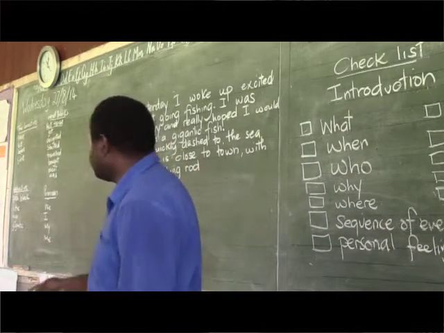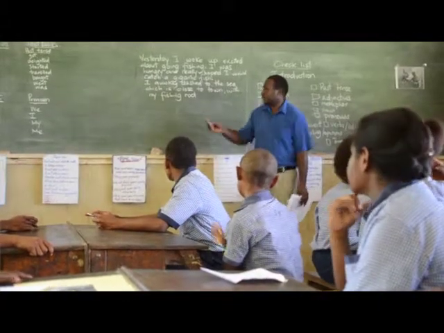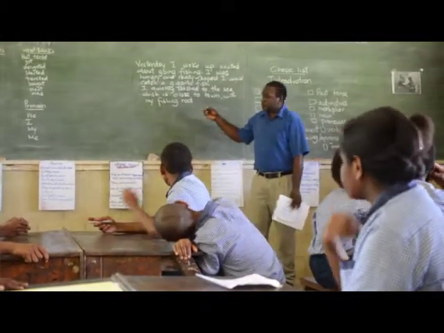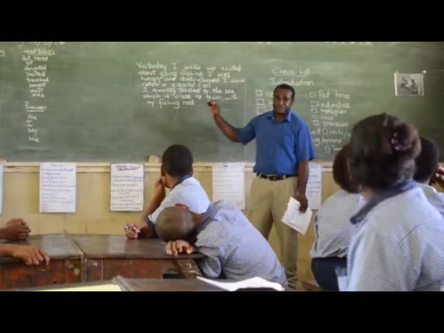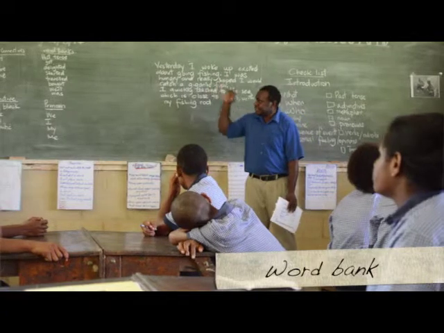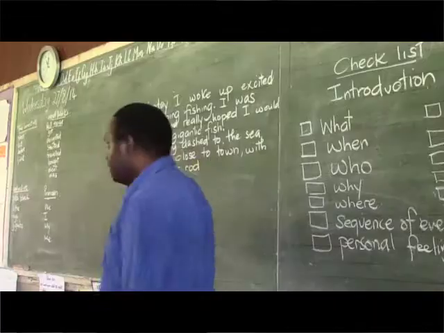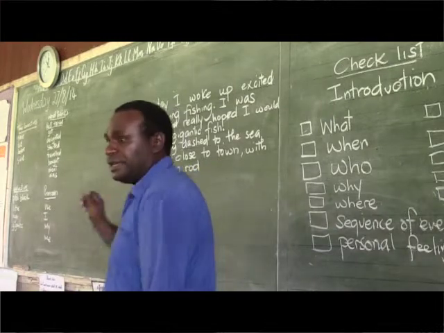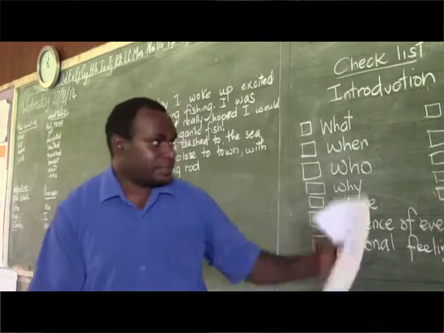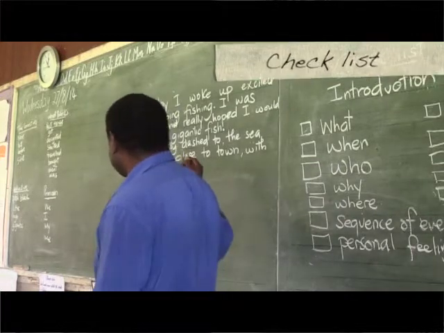Anyway, we have just gone through modeling of writing. So those words that I use, I got them from the word bank, time connectors, and pronouns that we have listed earlier to put into our modeling. So we also used this checklist to help write up a recount text.